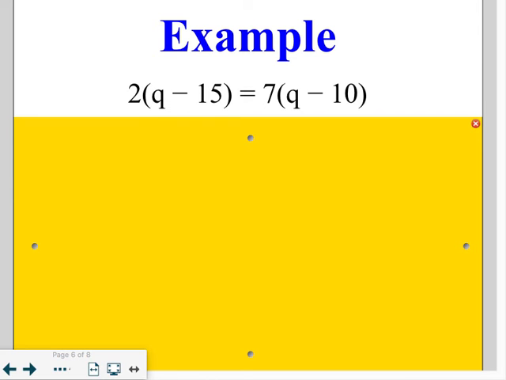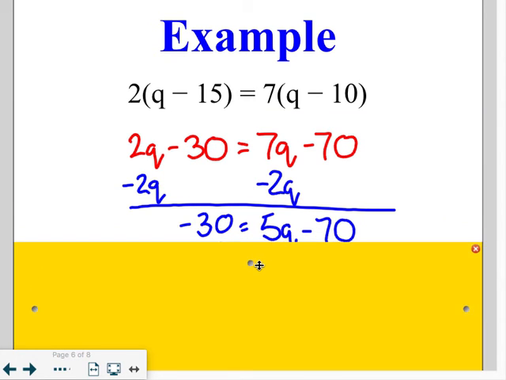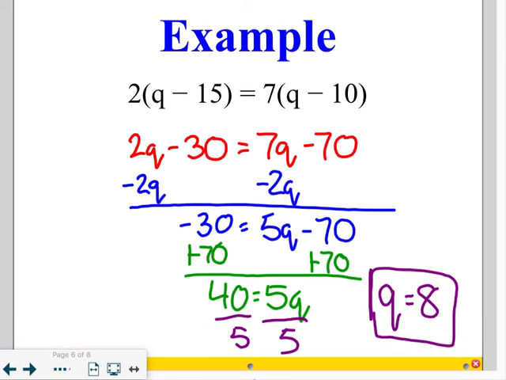Go ahead and try this one on your own. Here are the steps you should have taken, and you end up with a final answer of q is equal to 8. If you have questions about that, please let me know when you get to class.